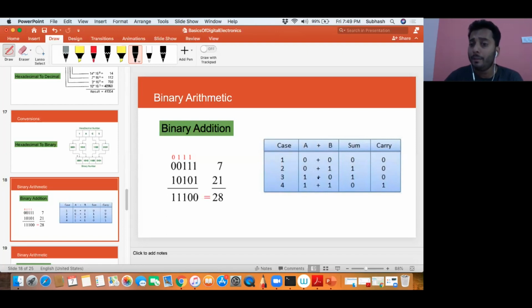So bit 1 plus bit 0 will result in a sum of 1 with a carry 0. And the last one, if I say 1 plus 1, bit 1 plus bit 1 will result in 0 with a carry of 1. Okay, so how this works, we'll just see here.